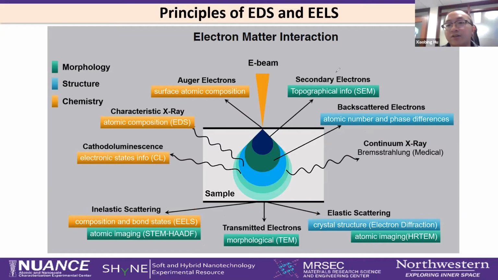And there are some other signals, like the secondary electron you can use for SEM, and also the backscattered electron you can use with the BSE detector. There are also some Auger electrons. I mean, there are many signals you can use.